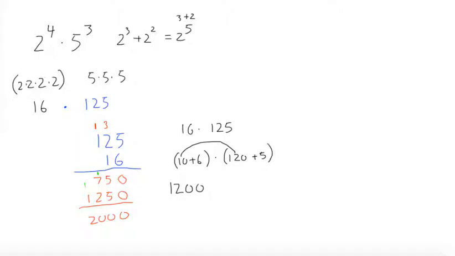Let's use some different ink here real quick. Go to the toolbox. So 1,200, okay? And that was this one right here. And then after that, you're going to do 10 times 5. So that's going to be plus 50. Then you're going to do 6 times 120. Well, 6 times 12 is 72. So you're going to do 72 plus that 0.